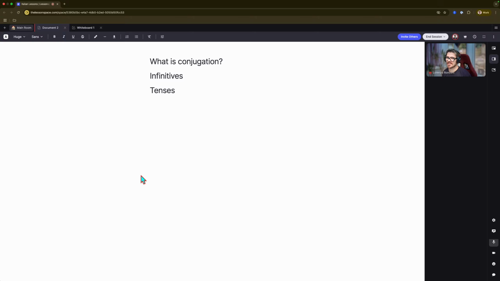We are going to go over some basics of Italian verbs, specifically looking at something called conjugation and how this is actually useful for talking about things that happen to different people and also at different times of the day or the year or of a lifetime. Okay, so let's start out nice and simple with what is conjugation.